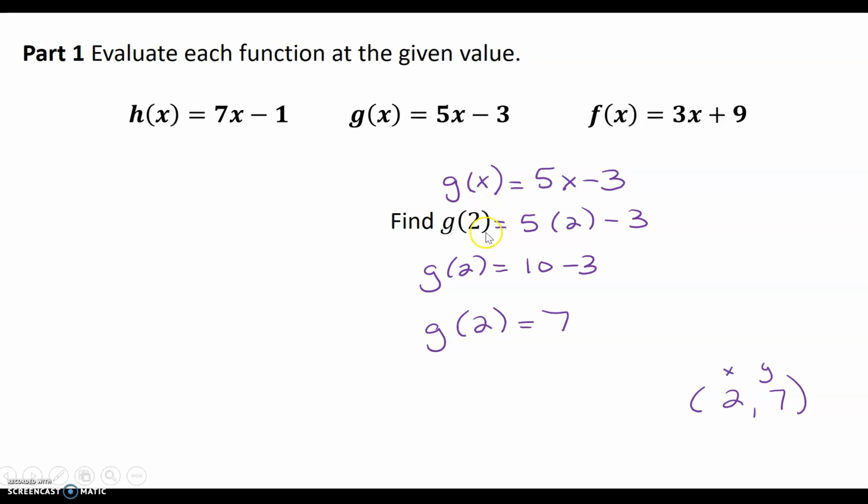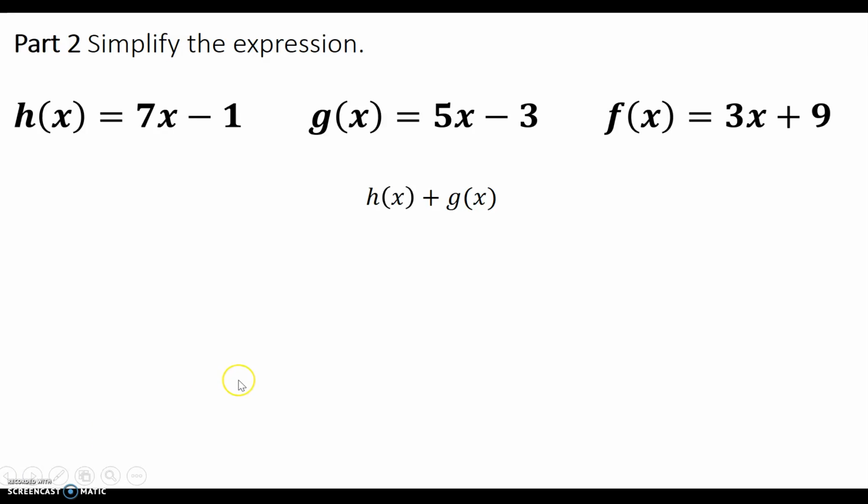So then instead of 5 times x minus 3, now I'm doing 5 times 2 minus 3. So then that should come out to be 10 minus 3, and then that's 7. So technically then this would correspond with the ordered pair (2, 7). In addition to just substituting in, they might ask you to do a simplification or something like that.